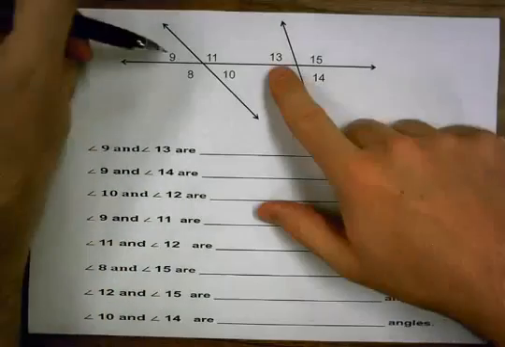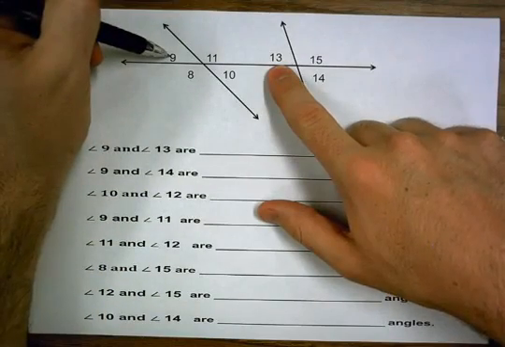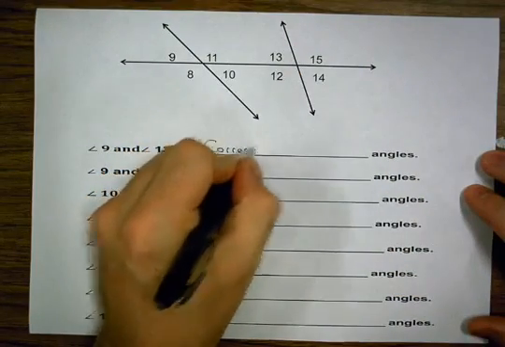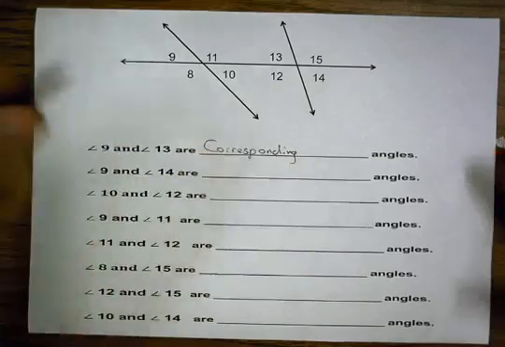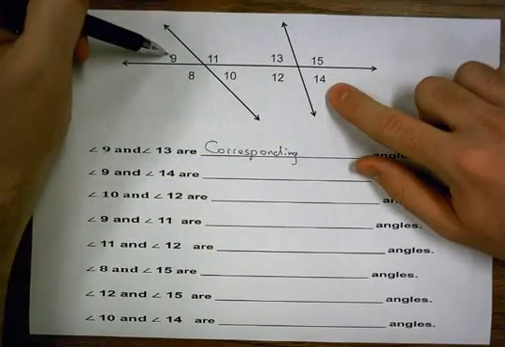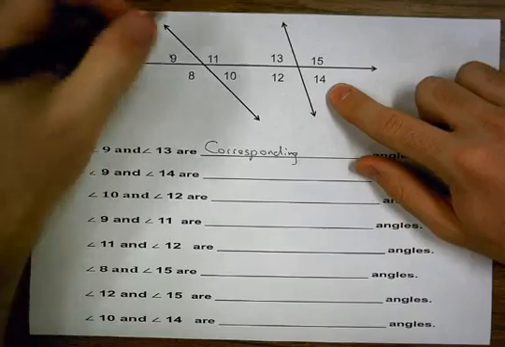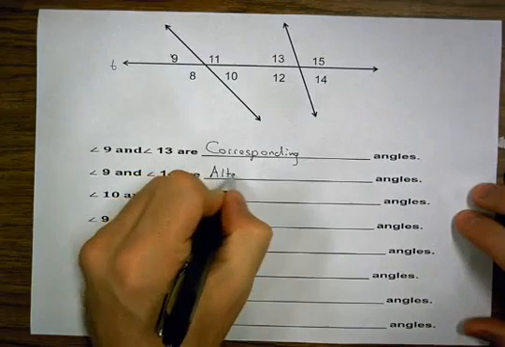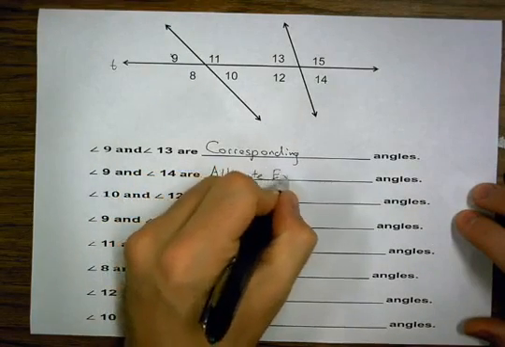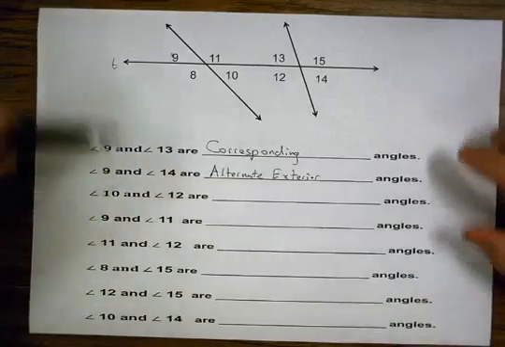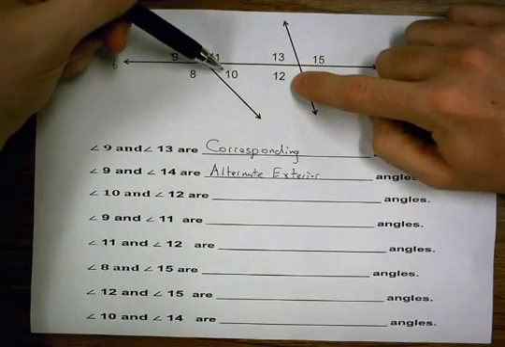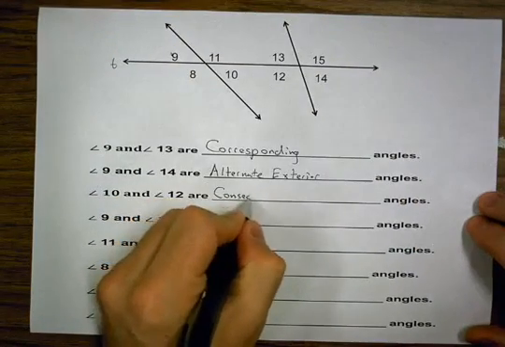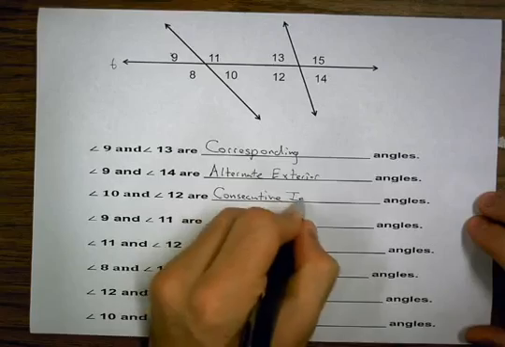So 9 and 13. Well, let's see. They look like they're in the same location, different intersections, so those are going to be corresponding. 9 and 14. Okay, opposite sides of the transversal. One's on top of the transversal, one's on the bottom. Outside the two lines, so that's going to be alternate exterior. 10 and 12. Okay, same side of the transversal, in between the lines, so that's going to be consecutive interior.